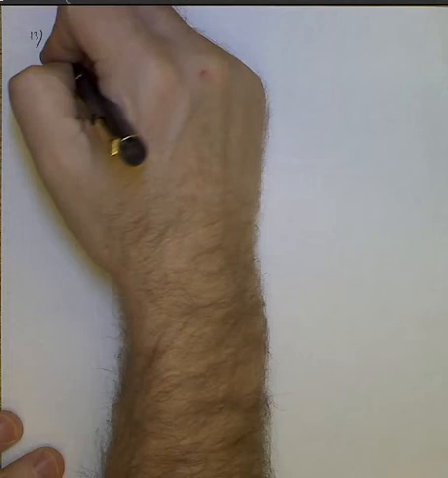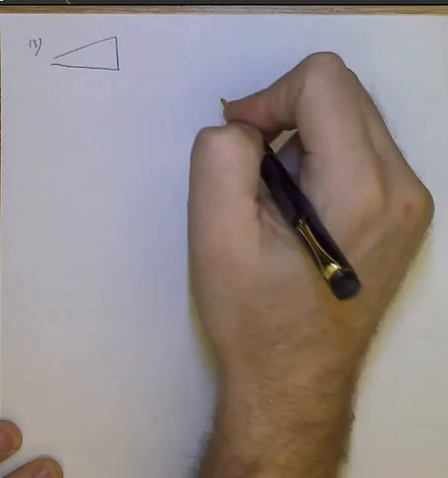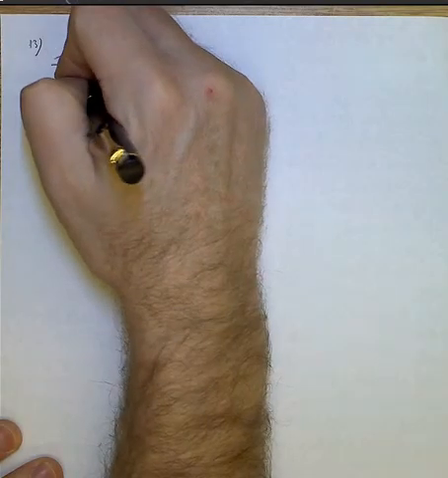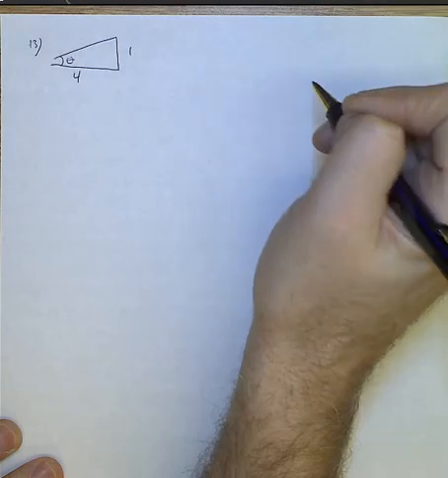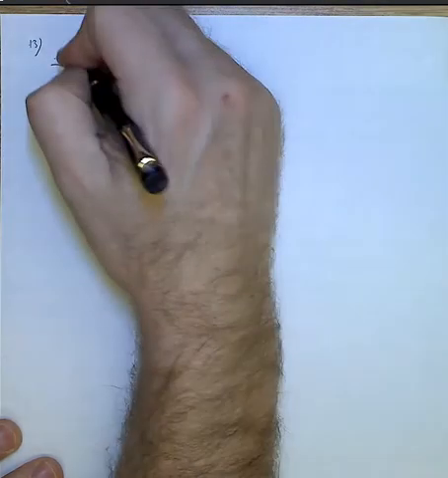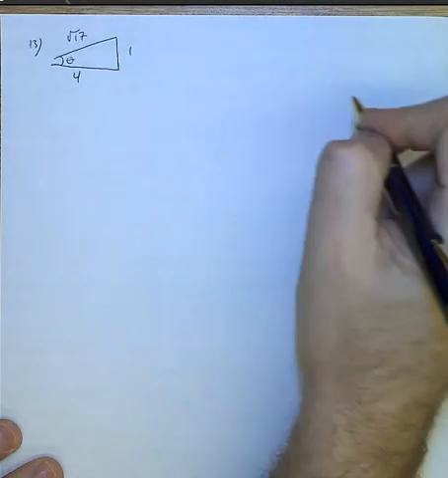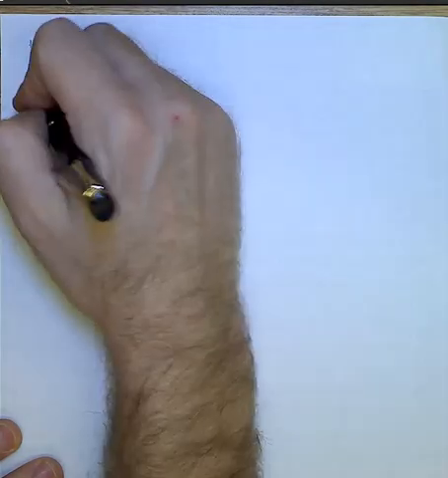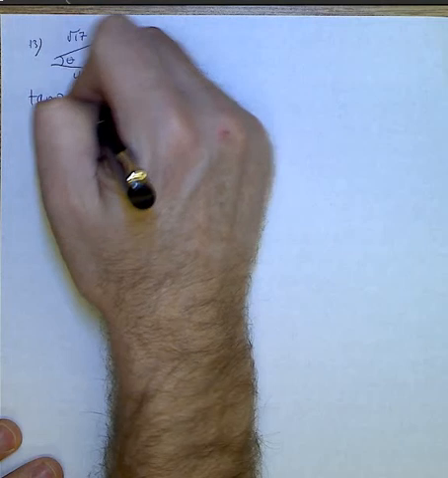In number 13, you're given a triangle that looks like this. Theta is over here. You're given these two sides. You calculate the length of the hypotenuse using the Pythagorean theorem, and you'll get the square root of 17. The question is, number 13, what's the tangent of 2 theta?